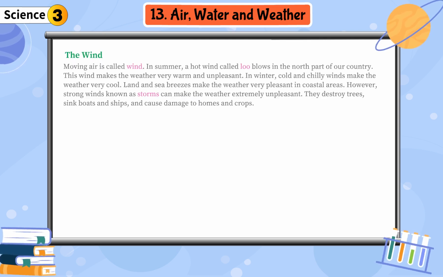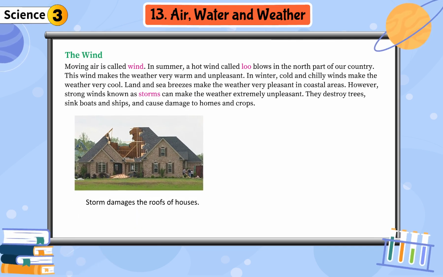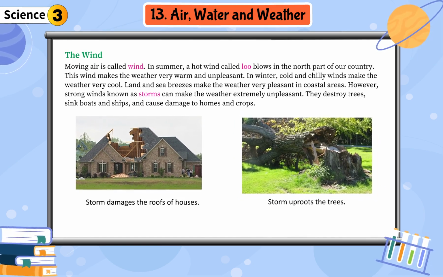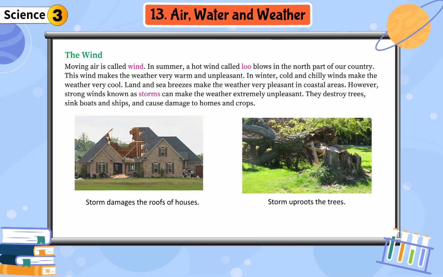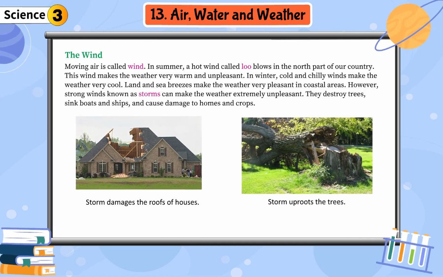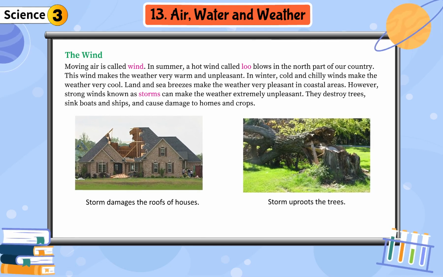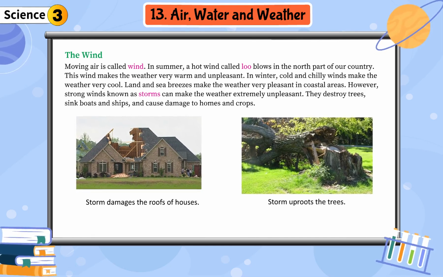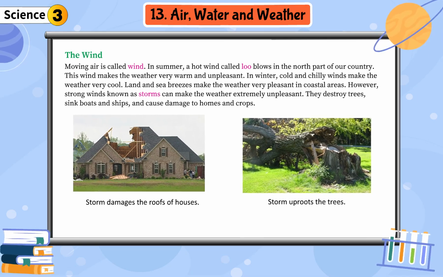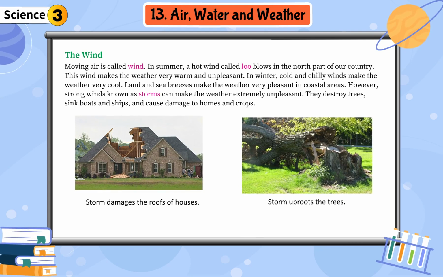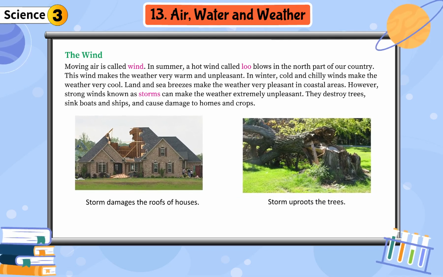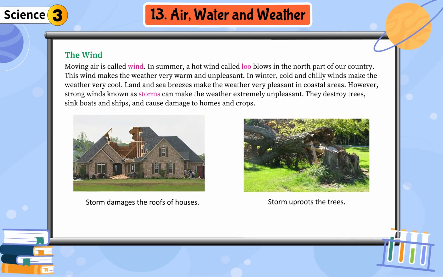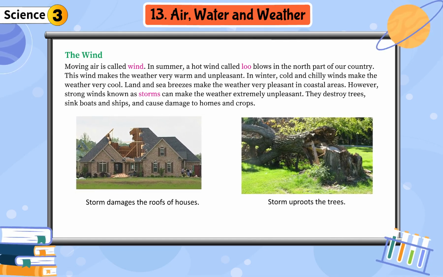The wind. Moving air is called wind. In summer, a hot wind called Lu blows in the north part of our country. This wind makes the weather very warm and unpleasant. In winter, cold and chilly winds make the weather very cool. Land and sea breezes make the weather very pleasant in coastal areas. However, strong winds known as storms can make the weather extremely unpleasant. They destroy trees, sink boats and ships, and cause damage to homes and crops.